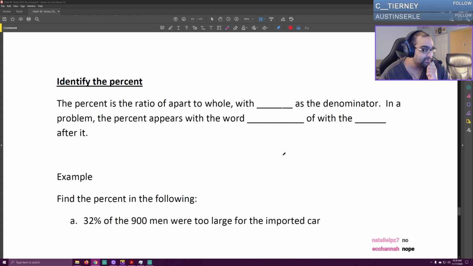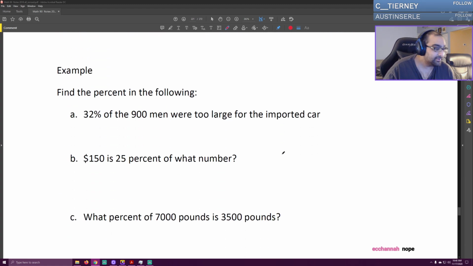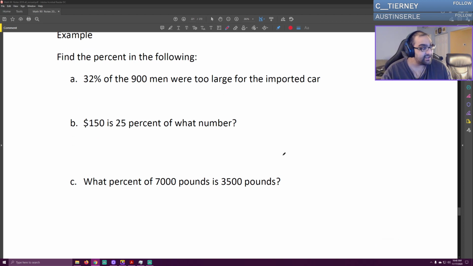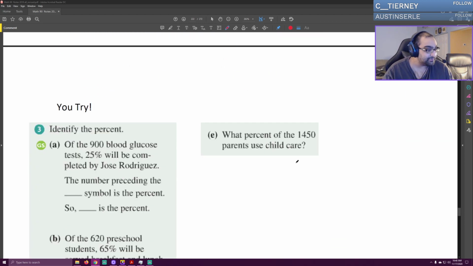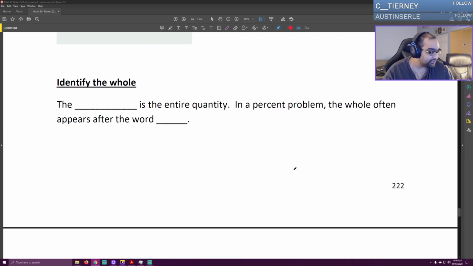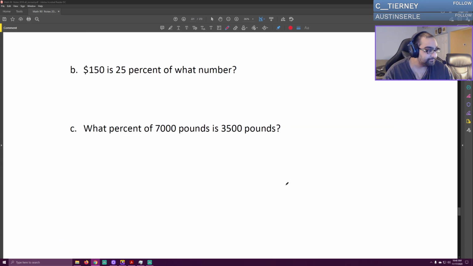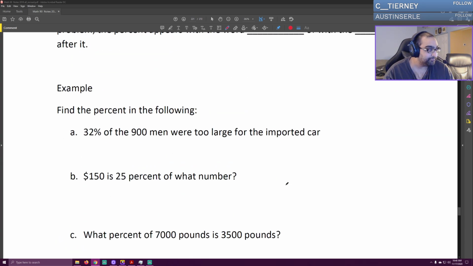All right, let's go ahead and do these other problems here. Let's take a look at some of these next examples. Okay, that's not too hard. Not as bad as I thought.